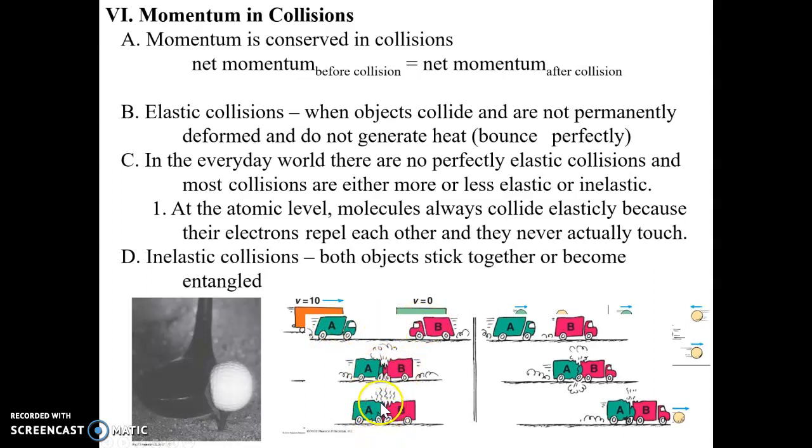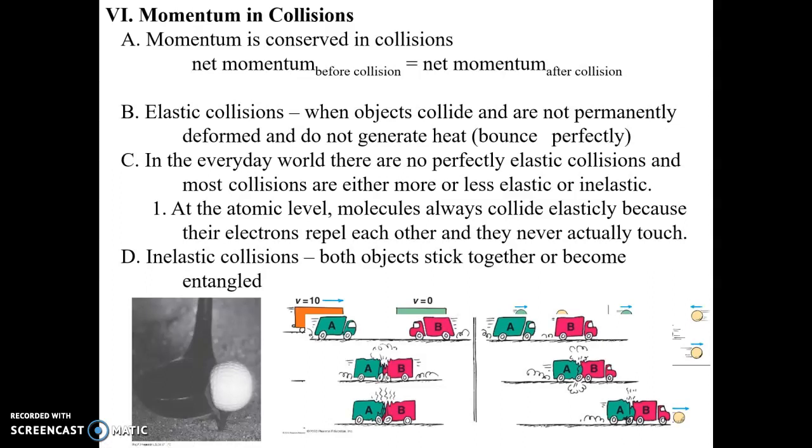They're going to come together, smash in the middle, and stop. That would be considered inelastic because they are sticking together or entangled. If you have B and here A is tailgating behind it, and all of a sudden it rams them from behind, if they stay connected, then that's going to be considered an inelastic collision.